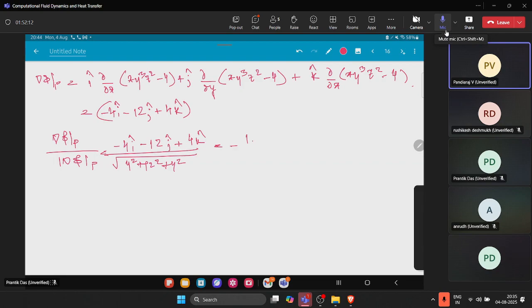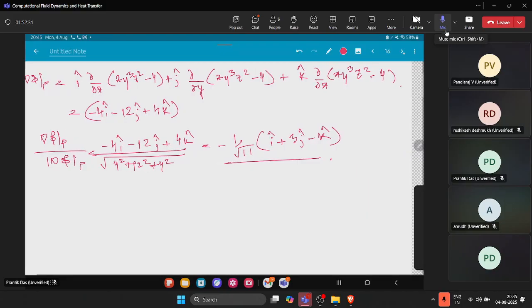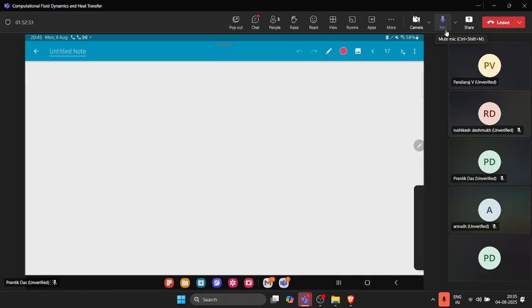This will come as minus of root over of 11 I cap plus 3 j cap minus k. Okay. So now if I want you to find out the directional derivative, there is another terminology which is called the directional derivative.